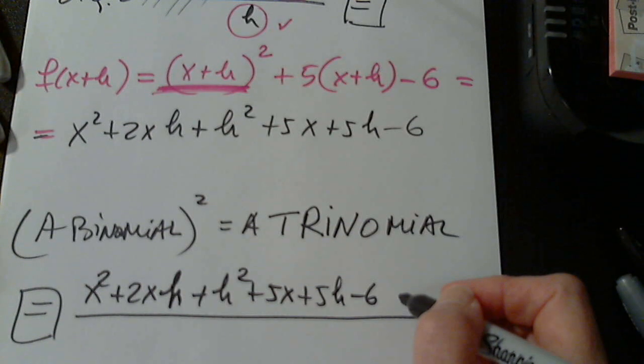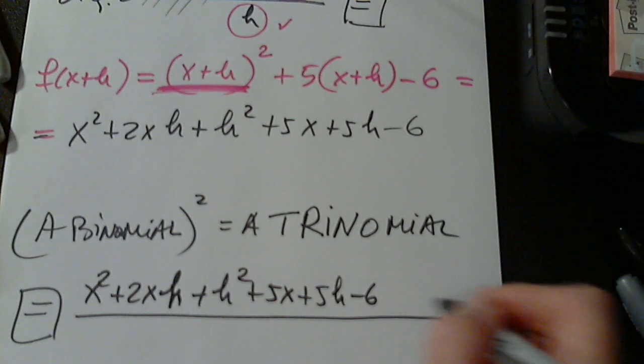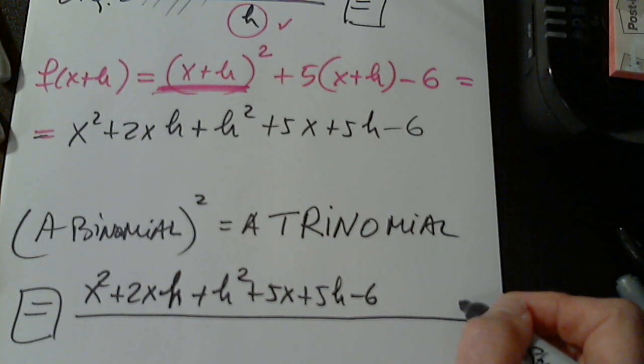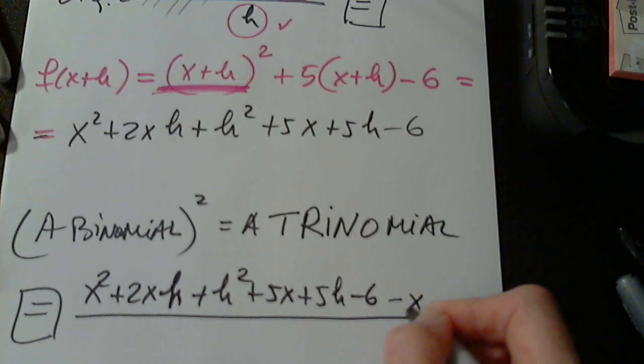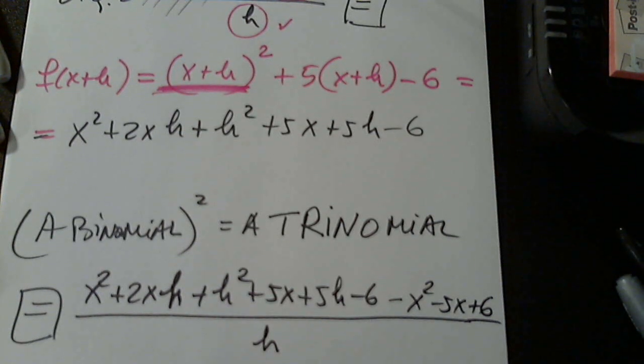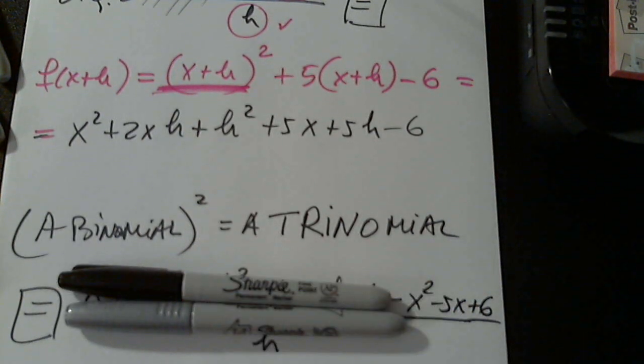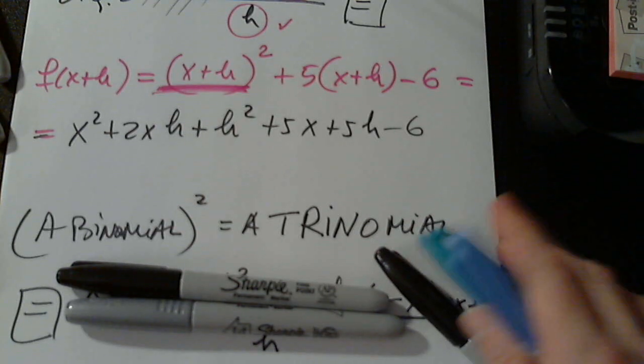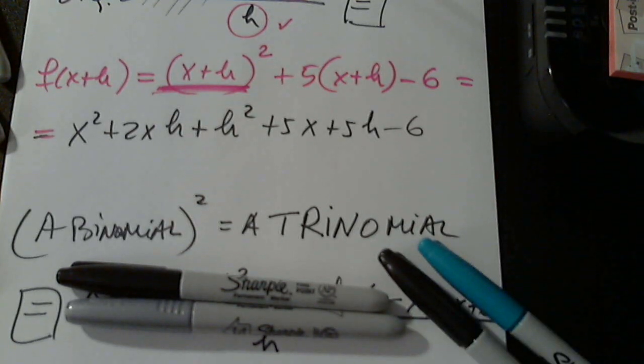Anyone, please? Anyone? Minus x squared minus 5x plus 6. Excellent. Divided by h. What did we just say that has to happen? What is note number 1 telling us? And if it doesn't happen, I cannot continue. I have to say stop, go back.